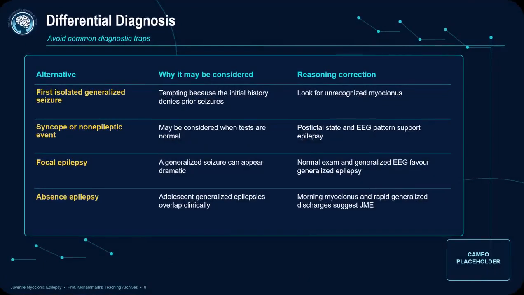It is also important to avoid common diagnostic traps. A first isolated generalized seizure may seem plausible because the initial history denies previous seizures. Syncope, or a non-epileptic event, may be considered when the initial tests are normal. Focal epilepsy may be suspected because the generalized convulsion is dramatic. Absence epilepsy may also enter the differential because adolescent generalized epilepsies can overlap clinically. The reasoning correction is to look specifically for unrecognized myoclonus, interpret the postictal state and EEG pattern carefully, and recognize that morning jerks and rapid generalized discharges favored JME.